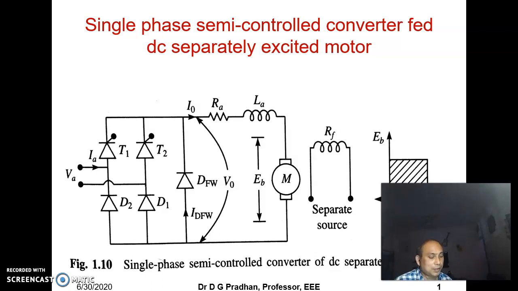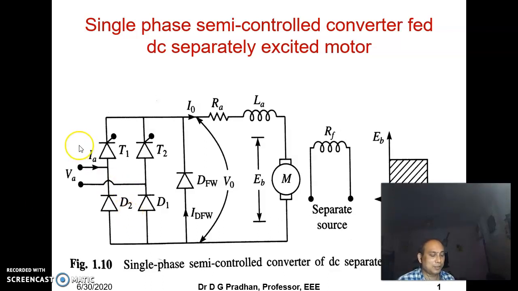Control converter DC drives also depend upon the quadrant of operation. Accordingly they are classified into single phase semi controlled converter DC drives and single phase fully controlled converter DC drives. Single phase semi controlled converter DC drives are further divided into separately excited DC drives and series motor drive. Similarly, single phase fully controlled converter drives are further classified into separately excited DC motor drive and series motor DC drive.